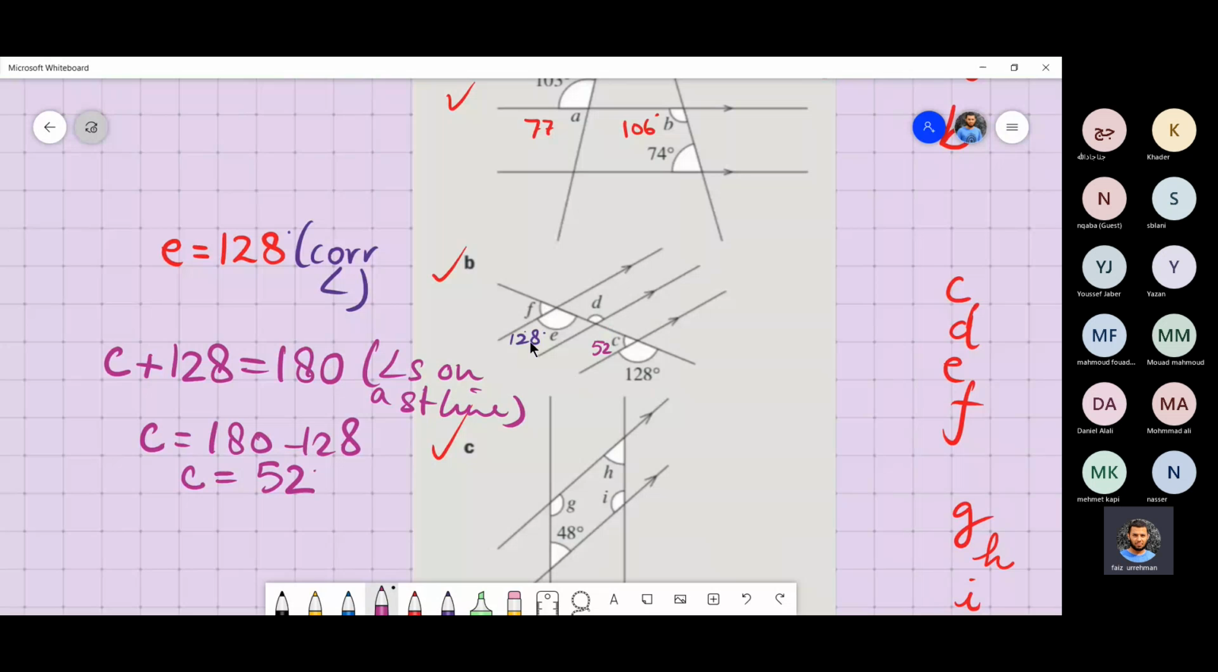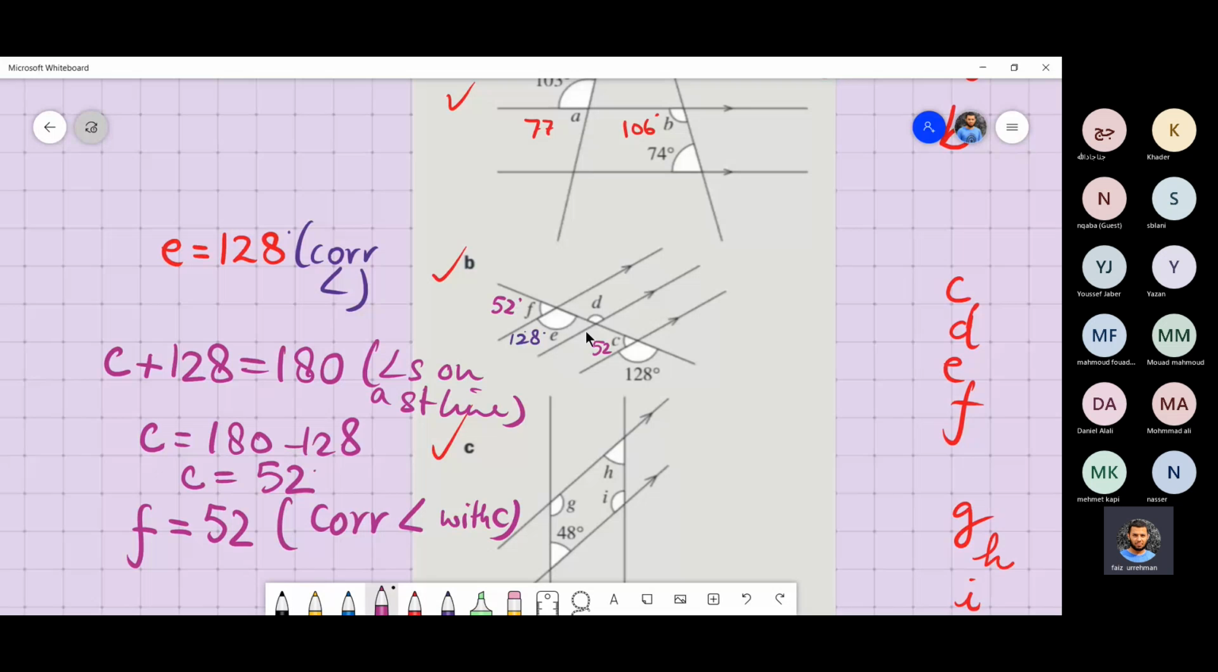How can we find F? By corresponding. Corresponding with which angle? F is corresponding with which angle? With C angle. So F will be equal to how many degrees? 52. Reason? Corresponding angle with C. So F also we know now, 52.